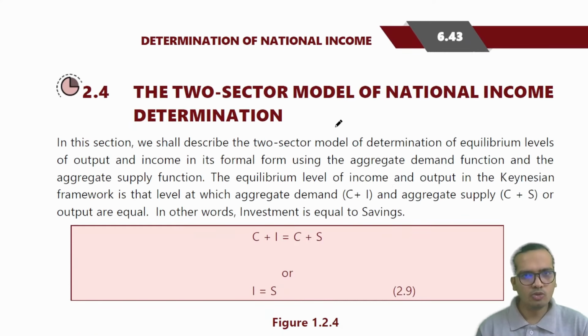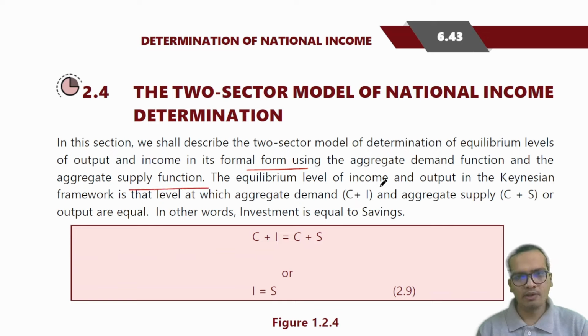Then comes the two sector model of national income determination. In this section, we will determine the two sector model of determination of equilibrium level of output and income in its formal form using the aggregate demand function and the aggregate supply function.